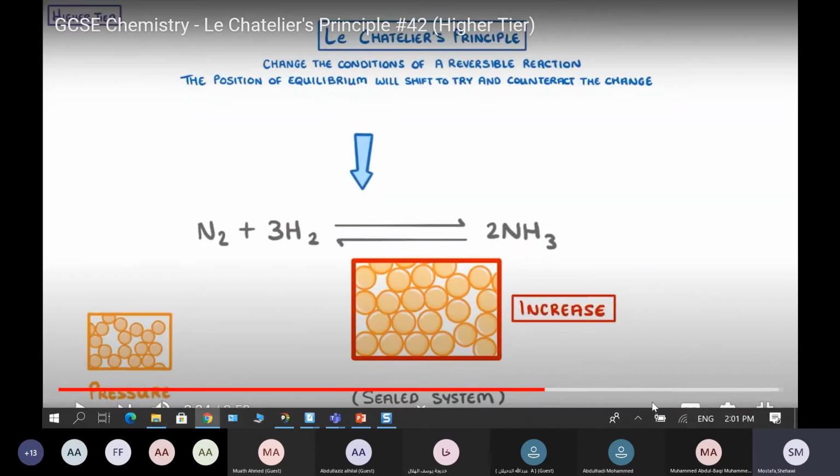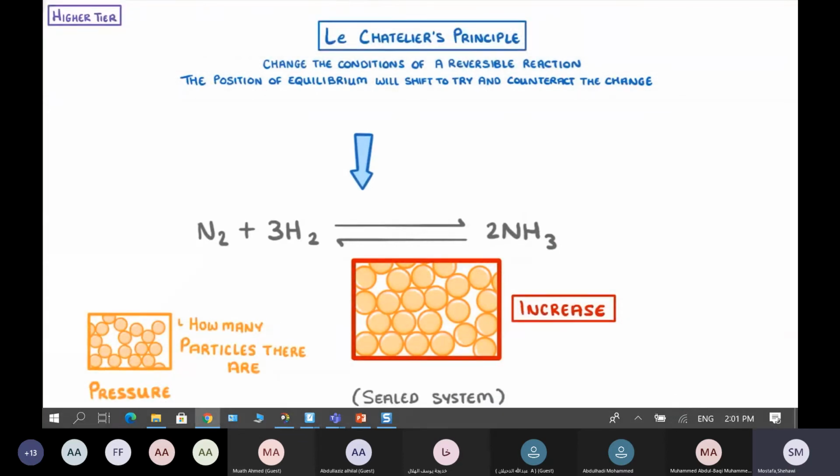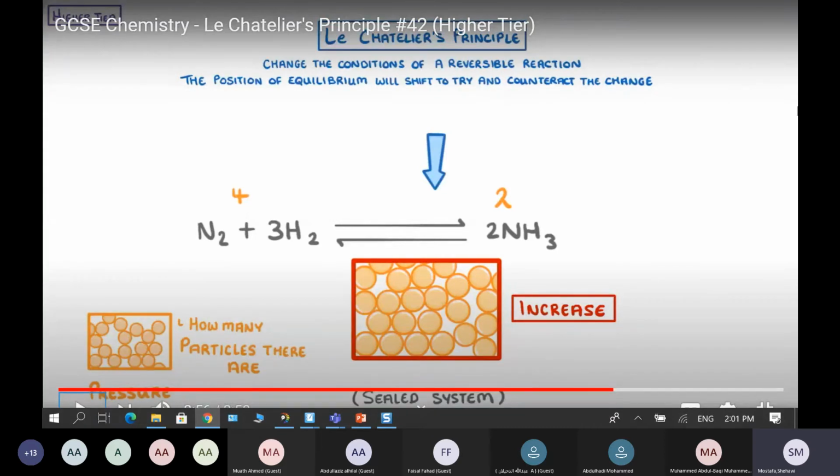So let's listen to the video again. As pressure is basically just a measure of how many particles there are per unit of volume, to lower the pressure, the equilibrium will move to the side with the least number of molecules, which in this case is the right, because there are only 2 molecules of ammonia on the right-hand side, whereas there are 4 molecules on the left, because there is one nitrogen plus 3 hydrogens. The number of molecules or moles is lower, okay? Because this direction will decrease the pressure, and this will counteract the change that we have made, which is increasing the pressure.